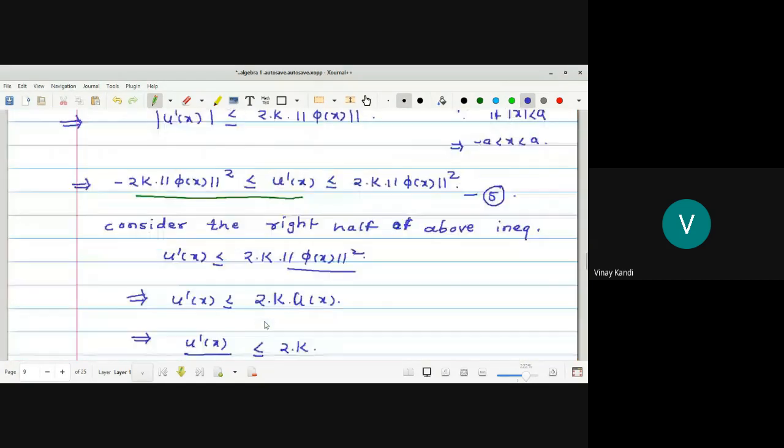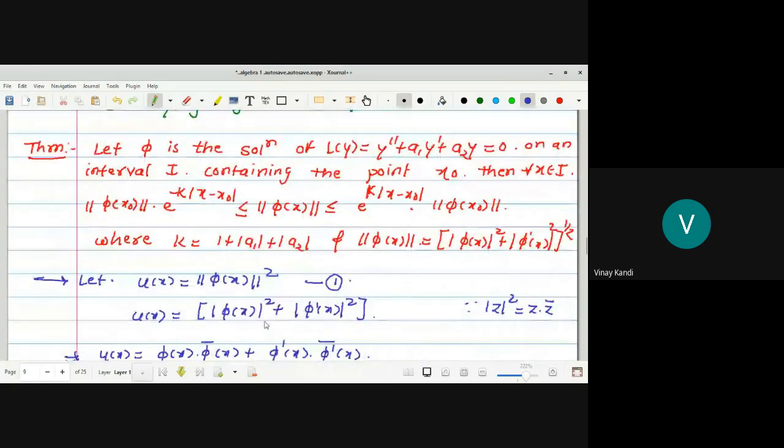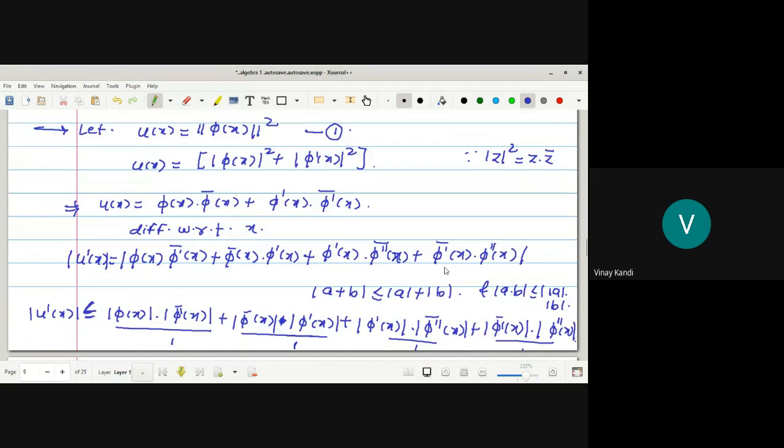So what have we proved? Look at this theorem. If phi is the solution of L of y, y double dash plus a1 y dash plus a2 y equal to 0 on an interval I containing the point x naught, then for all x belonging to I, we have the norm of phi of x naught into e raised to minus k mod x minus x naught less than or equal to the norm of phi of x, which is less than or equal to e raised to k into mod x minus x naught into the norm of phi of x naught, where k is 1 plus mod a1 plus mod a2, and the norm of phi of x is equal to the square root of mod of phi of x squared plus mod of phi dash squared. It is only a calculative part. Any doubt in this theorem?